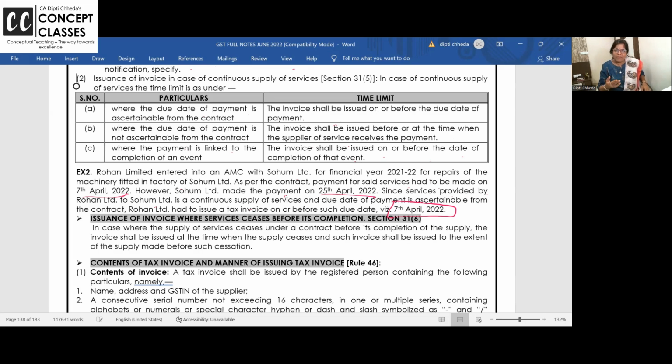Now, if due date is not there and you are not even making payment, 4 months of coaching are over and you haven't paid the fees, then the payment should be linked to an event. What is that event? Completion of the portion. Till then, I should issue you the invoice. No, I'm not teaching free. So these are the ways.